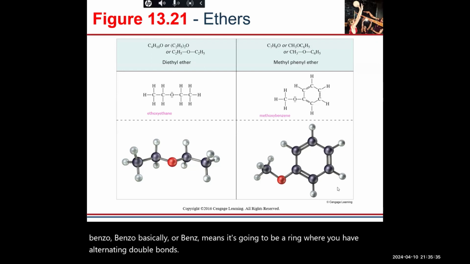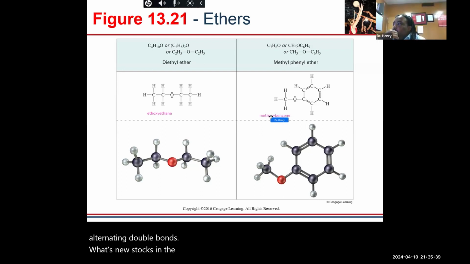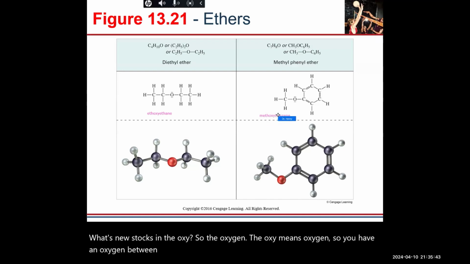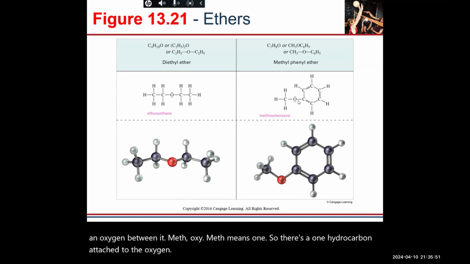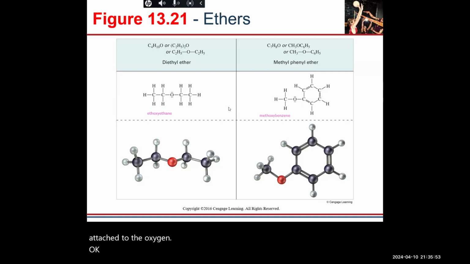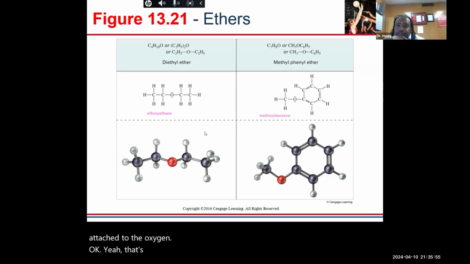What does the oxy part mean? The oxy means oxygen, so you have an oxygen between them. Meth means one, so there's one hydrocarbon attached to the oxygen. That's why it's in the middle, between the meth and the benzene.